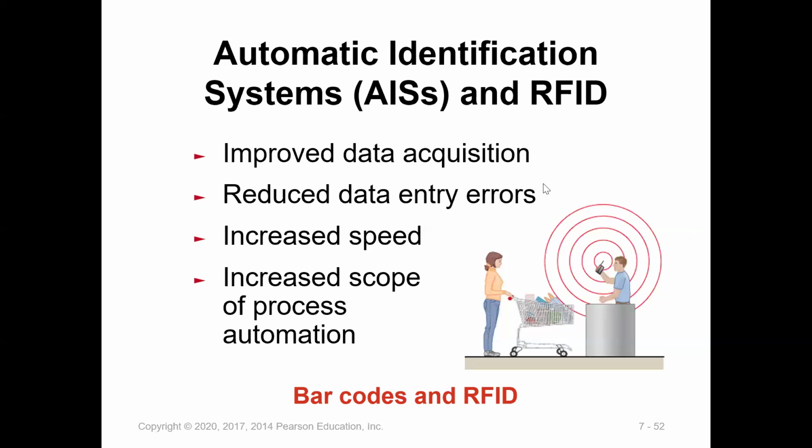Automatic identification systems (AIS) and RFID improve data acquisition, reduce data entry errors, increase speed, and increase scope of barcodes. We read barcodes now. All these techniques are used.